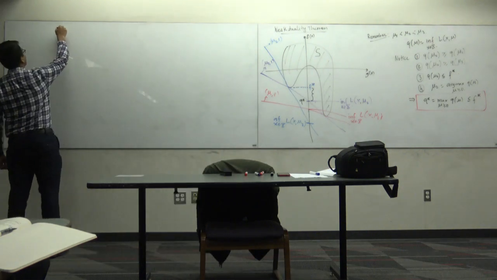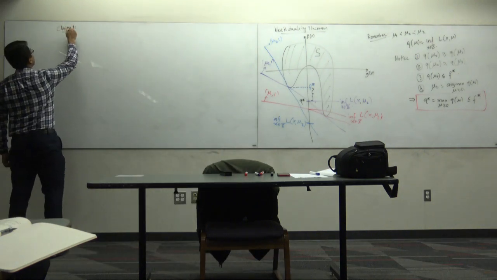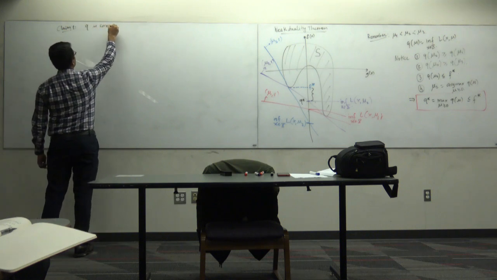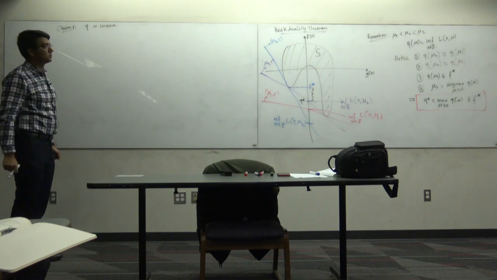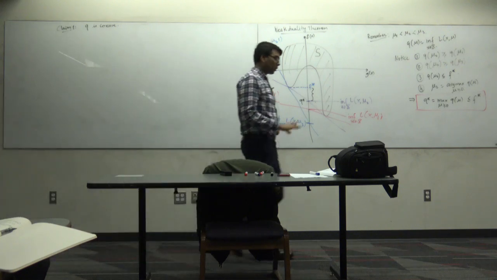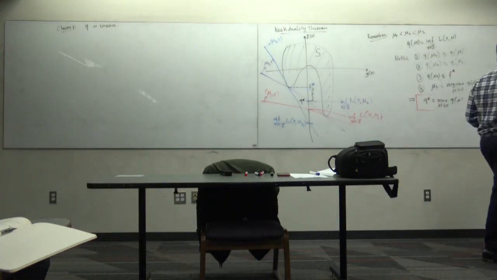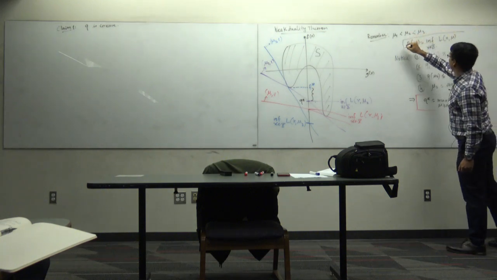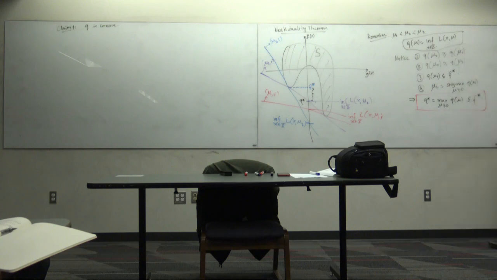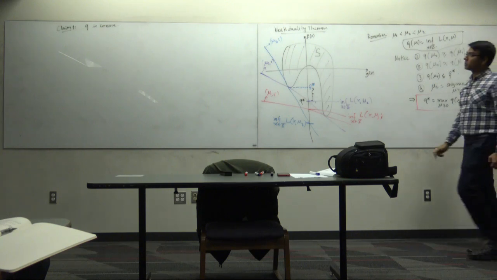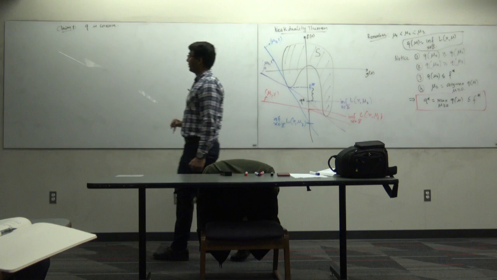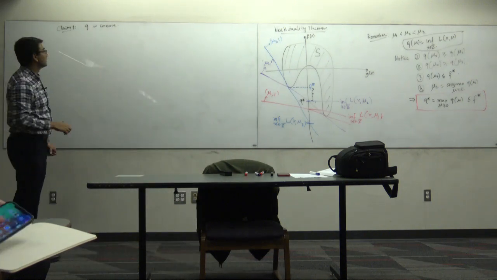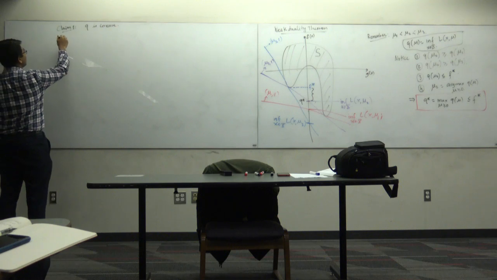So claim one, Q is concave. Okay? I started with a non-convex, very general problem. I defined my Q of mu in this particular fashion. And it just so happens that Q is concave. Okay? So Q has a lot more structure than the Lagrangian. So how do we prove that?